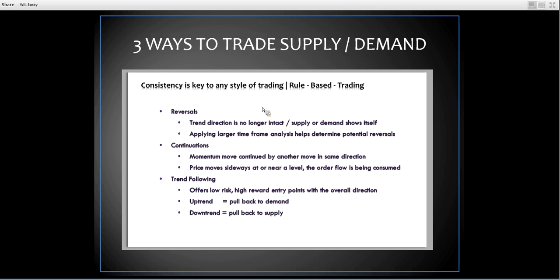The next is the continuation patterns. These are momentum moves continued by another momentum move in the same direction. Price moves sideways at or near a level. The order flow is being consumed, and it's very important that you understand this. Order flow is being consumed when you just sit at a particular area. It doesn't matter where it is.